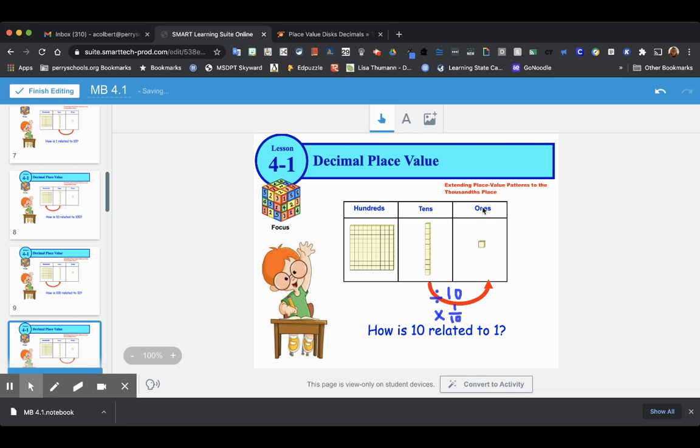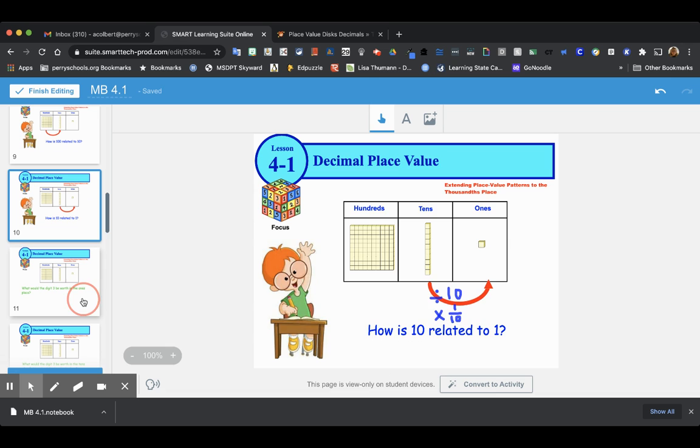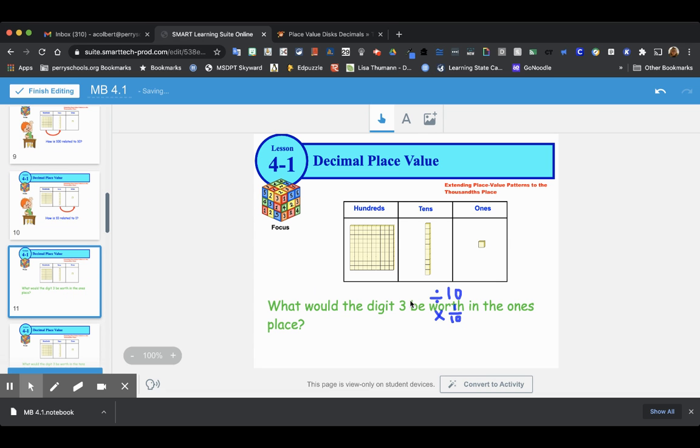So if we think about it, if we're moving from the ones place value to the right of the decimal, we're still going to be dividing by 10 or multiplying by 1/10. So use that to help you in your thinking as we move along.